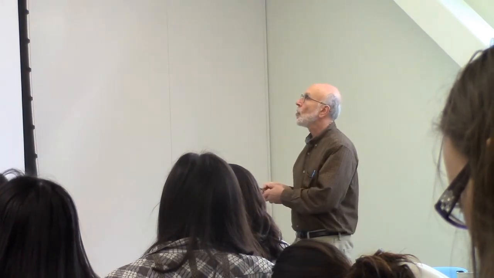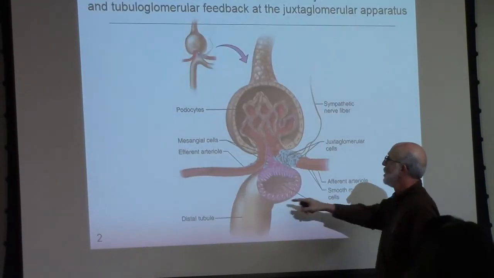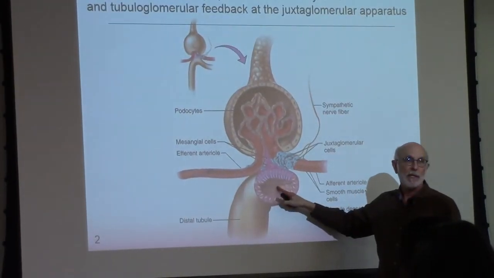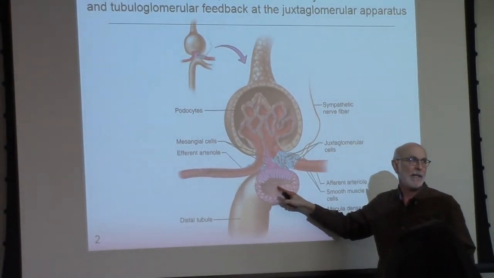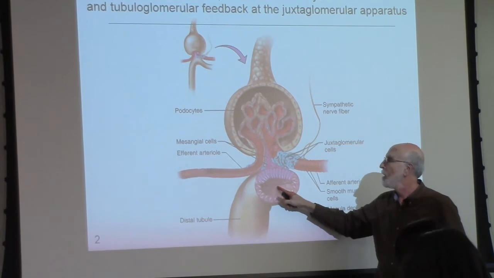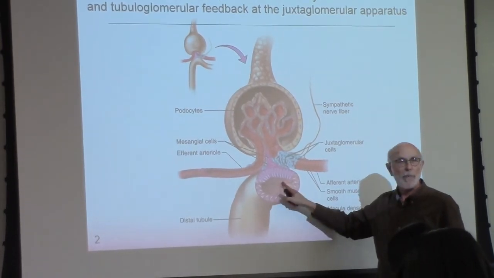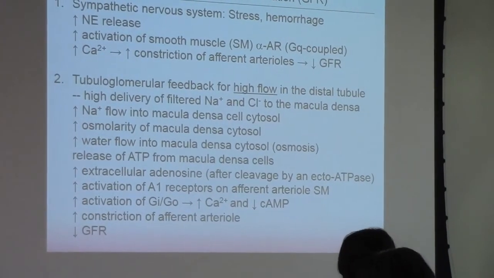What's being sensed is sodium and chloride. So if there is a high flow of fluid in the distal tubule, there's a high delivery of sodium and chloride, because those are the main ions in urine. You might think it's urea, but it's not. It's sodium and chloride. So sodium and chloride are being delivered to the distal tubule. The macula densa senses sodium and chloride, but let's just say sodium, which is an increase in osmolarity.